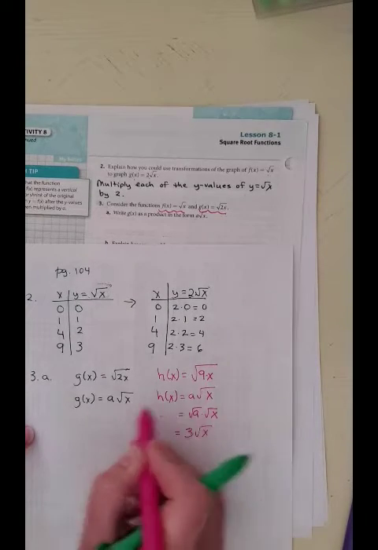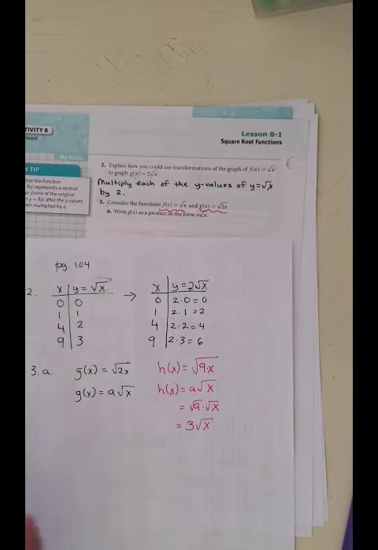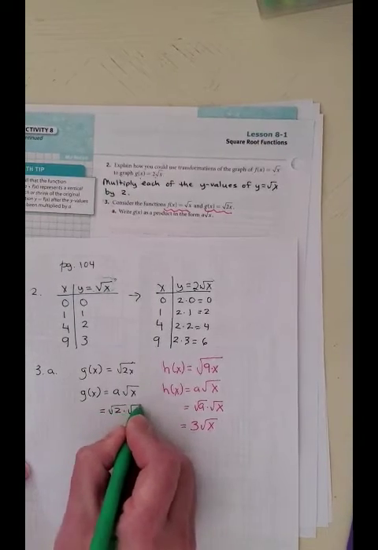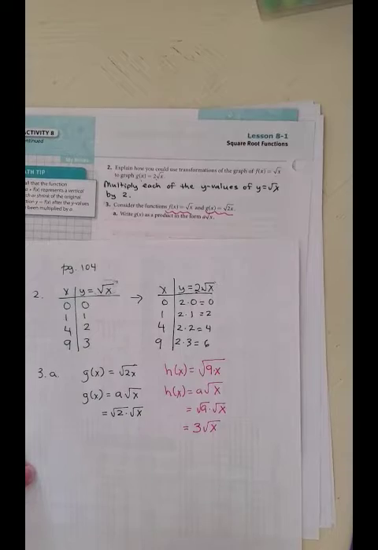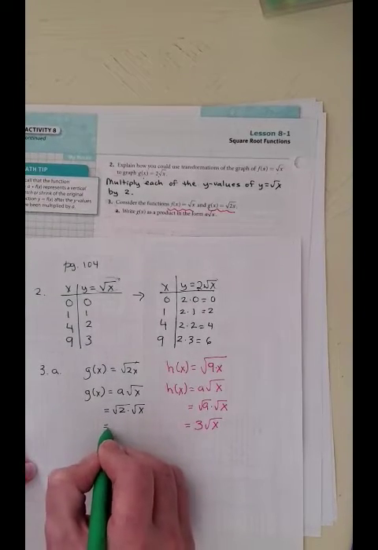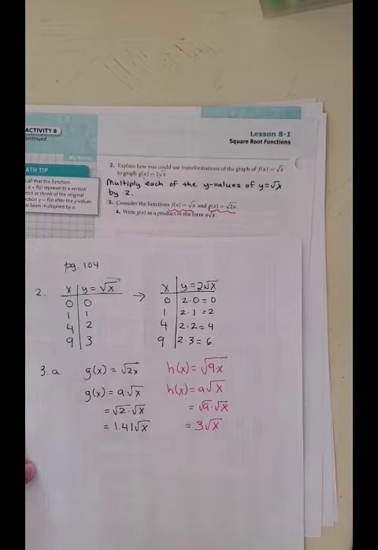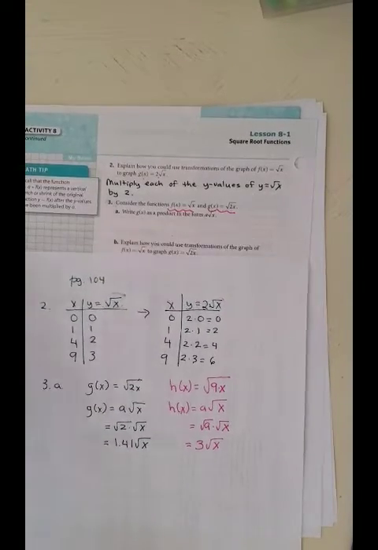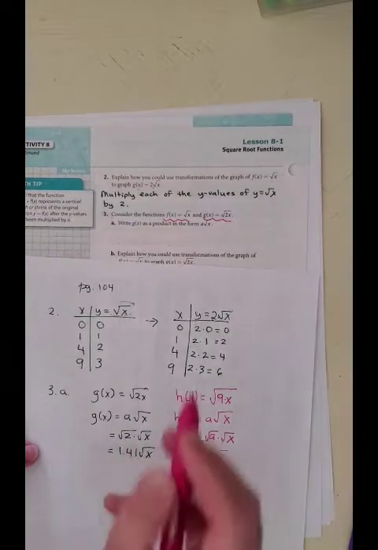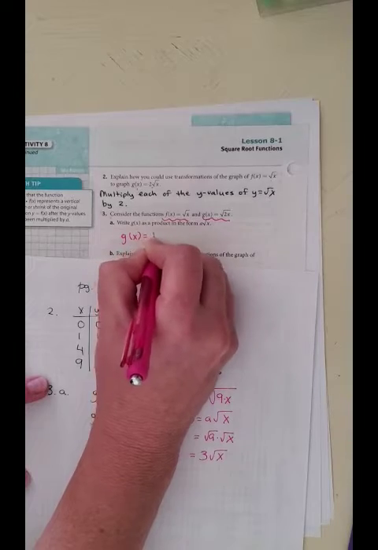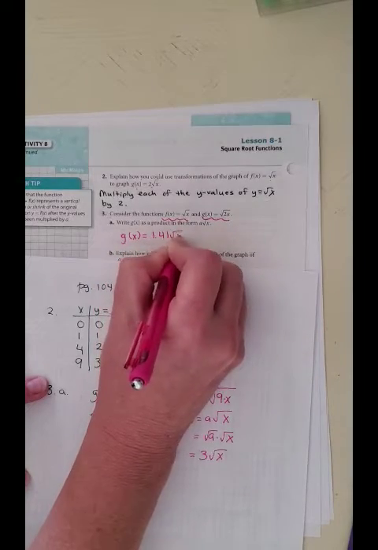So similarly, I'm going to do the same thing here. We're going to rewrite this as the square root of 2 times the square root of x. And the square root of 2, we already saw it was 1.41, and then square root x. So let's go ahead and write that up here. We could write this as g of x equals 1.41 square root x.